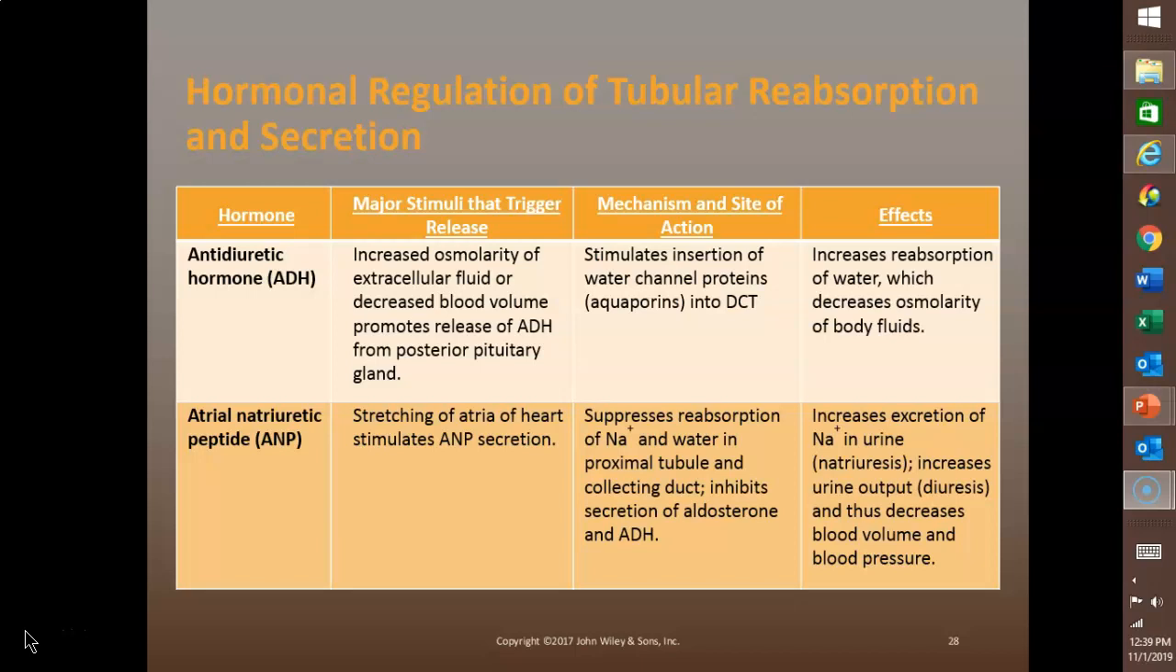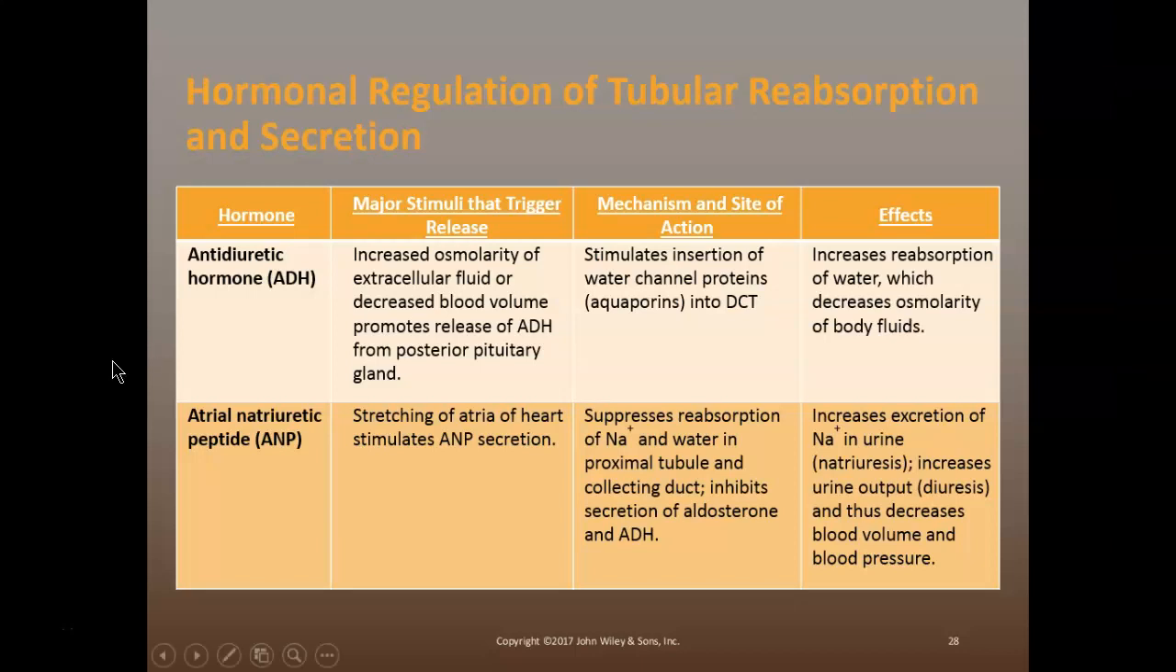Now remember, both of those are going to cause us to retain water, aldosterone by causing us to retain sodium. So these effects of ANP increase the excretion of sodium. And of course we know water follows, so this increases urine output, which decreases blood volume, therefore decreases blood pressure.